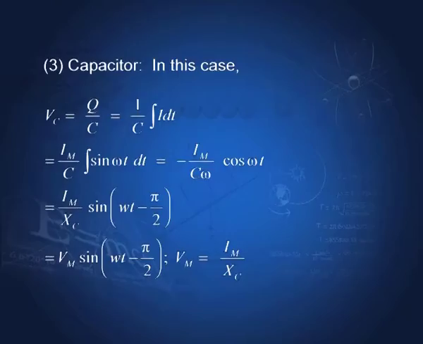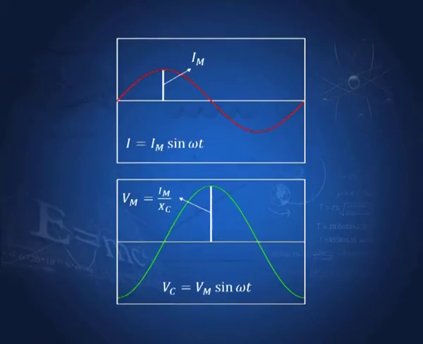What about the capacitor? The voltage across the capacitor is Q by C, which is 1 by C times integral of I dt. I substitute the value of I and integrate, and we get V c equal to I m by X c times sin omega t minus pi by 2, where C omega is X c. Which I m by X c we can write as V m sin omega t minus pi by 2. So, in this case the amplitude of the voltage across the capacitor is I m by X c, and this lags behind the current by a quarter of a cycle, by pi by 2.